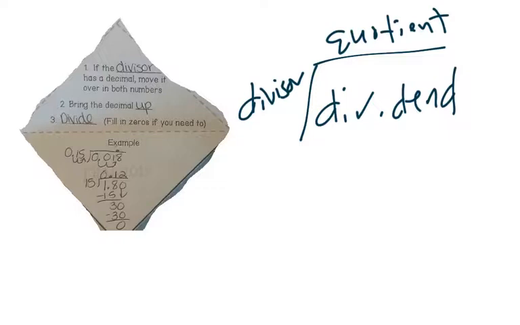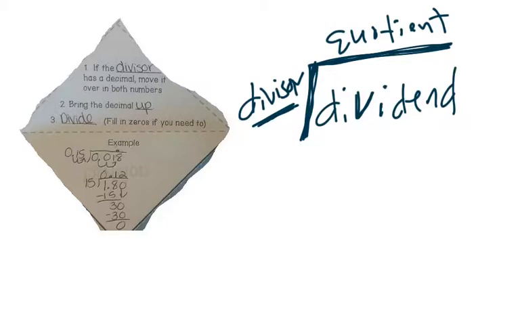Okay, so if there's a decimal in your divisor, you guys used to call this the house, right? So we're talking about the number outside the house is the divisor. There's a decimal in the divisor. You move it over to make it a whole number, and however many places you move it over in the divisor, that's how many you have to move it over in your dividend. Then you're going to bring it straight up into your quotient, and then you're going to divide just as normal, like you would with standard algorithm.